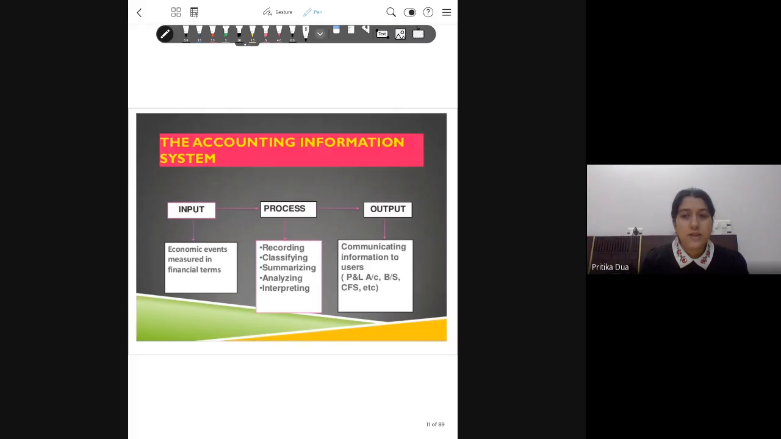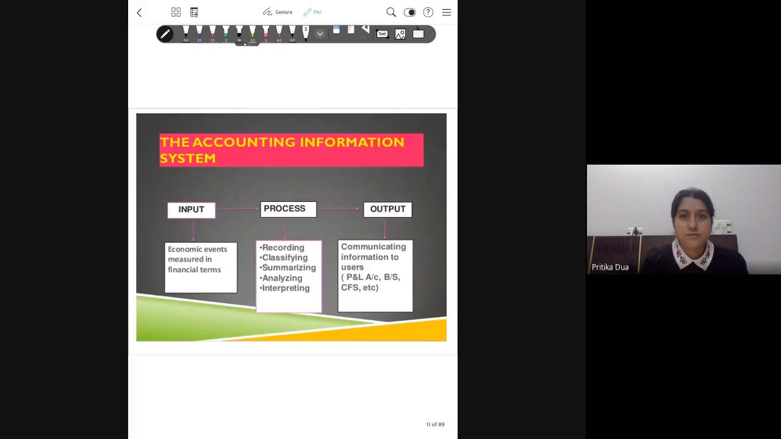So, what is the first thing that comes to your mind when you see this process? Input, process, output. What comes to your mind? No response. What happened? Already tired? Yes, good, Aryaman. This is resembling the working of a computer.